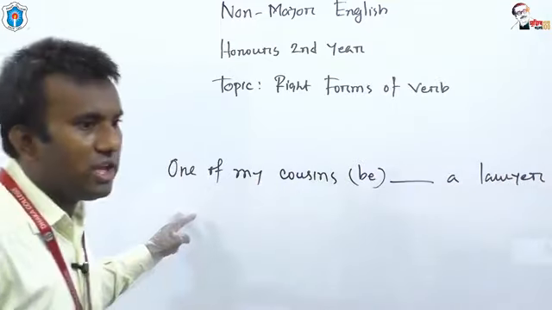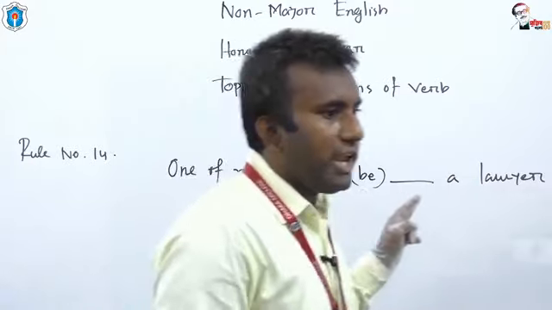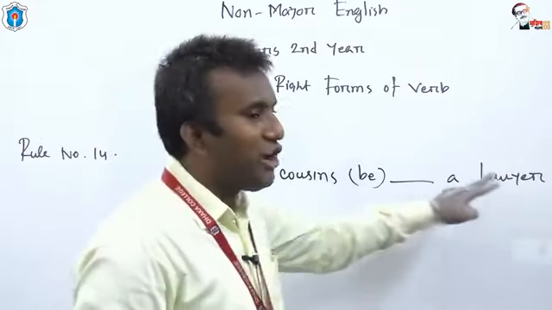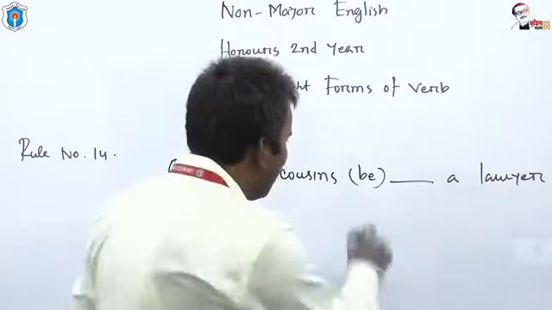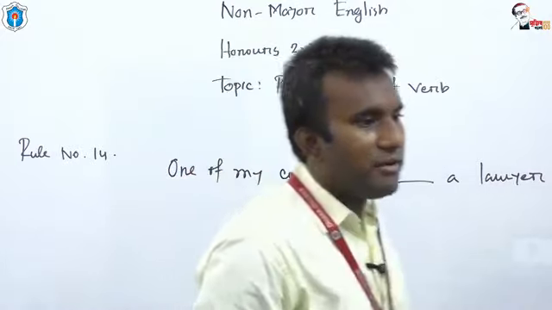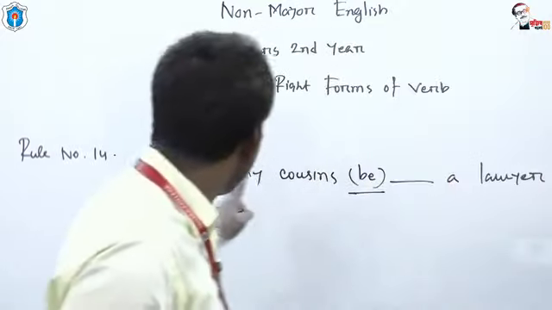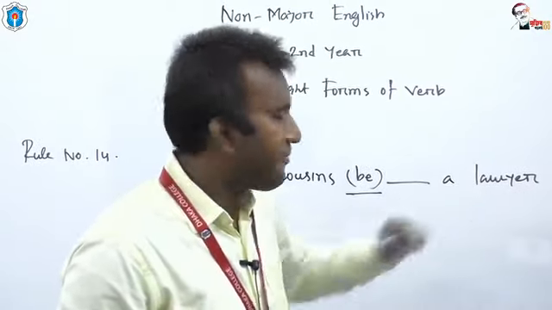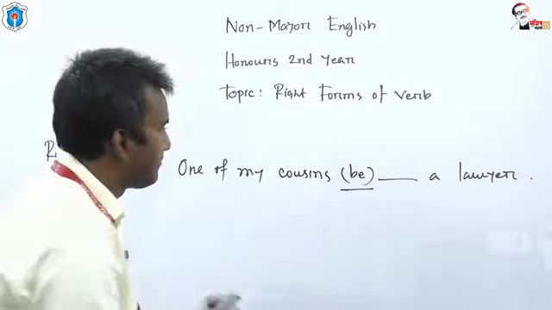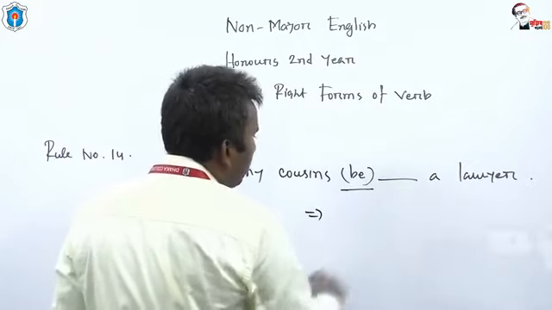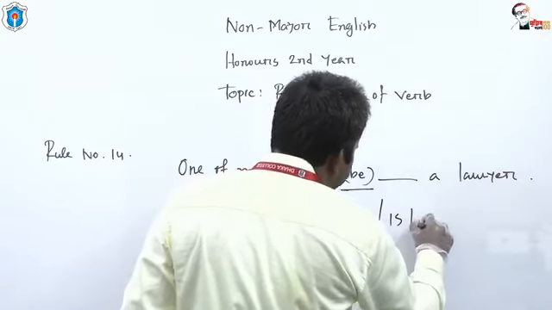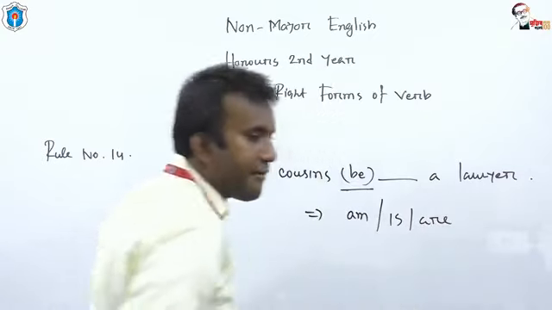What is the example here? The example is, one of my cousins be a lawyer. What should be the answer? Look at the board. My dear students, one of my cousins be a lawyer. What should be the answer? I'm going to give you some options. Am, is, are.